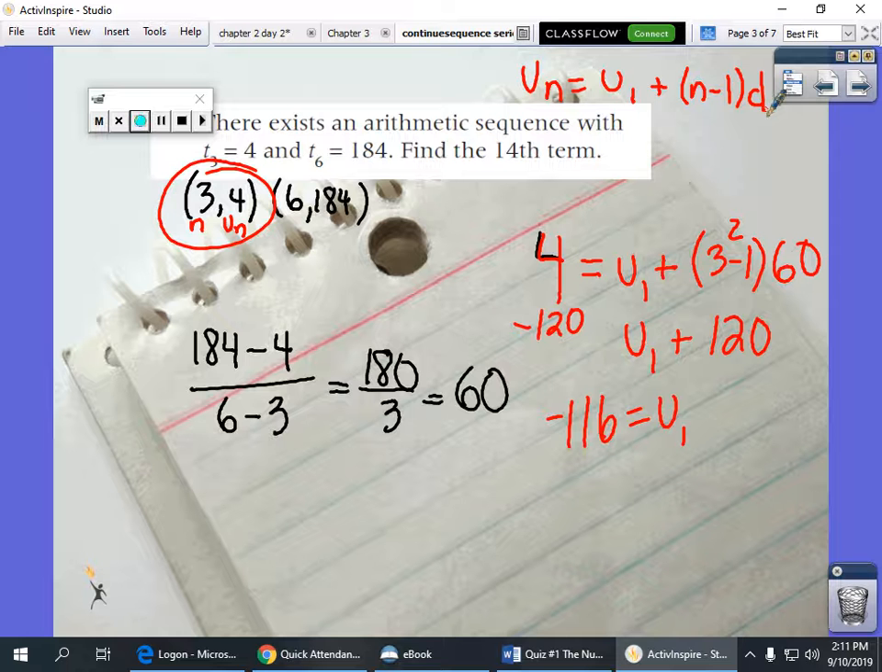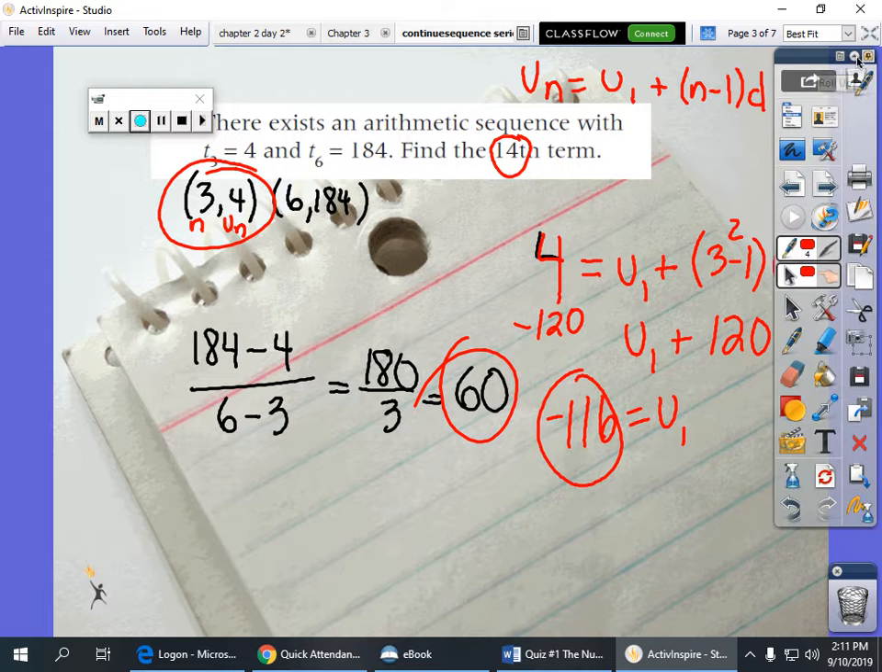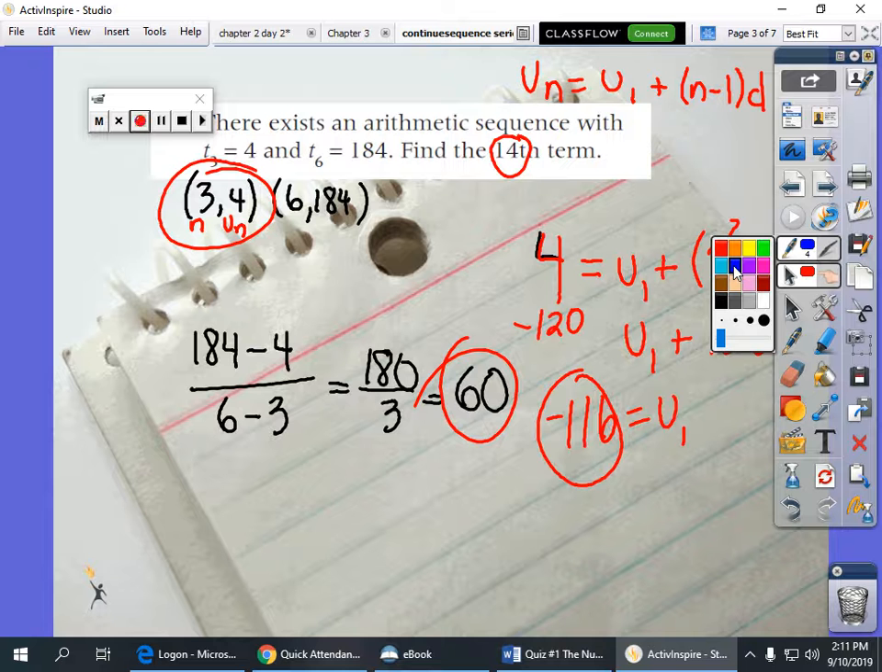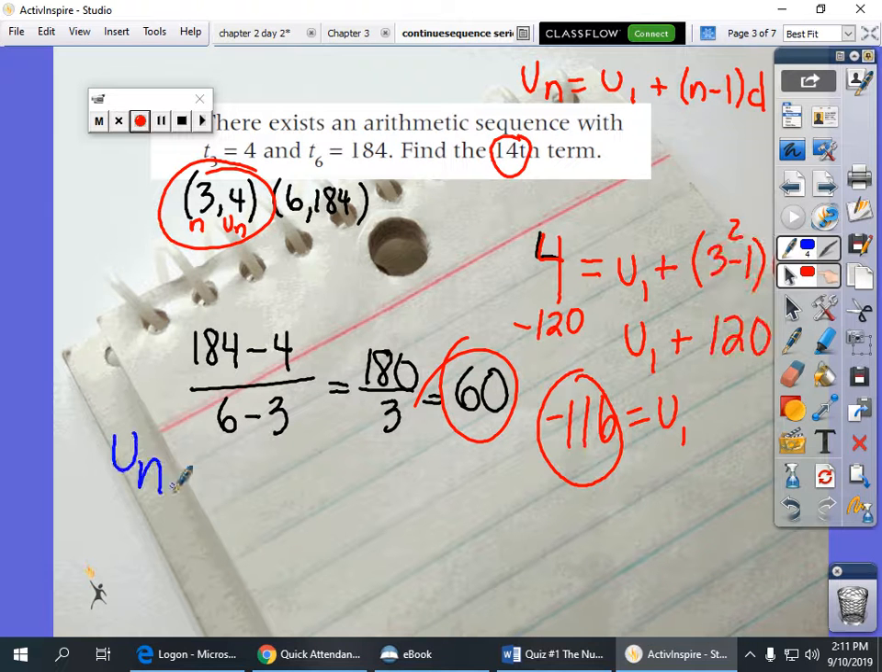So, this time I'm going to use my first term, and what else? And my d. I'm going to use those three pieces of information. So here we go. Let me change the pen color. All right. So, I don't know the output. I'm looking for the output of the 14th term. I want to know what goes with 14. I have 14 comma something.